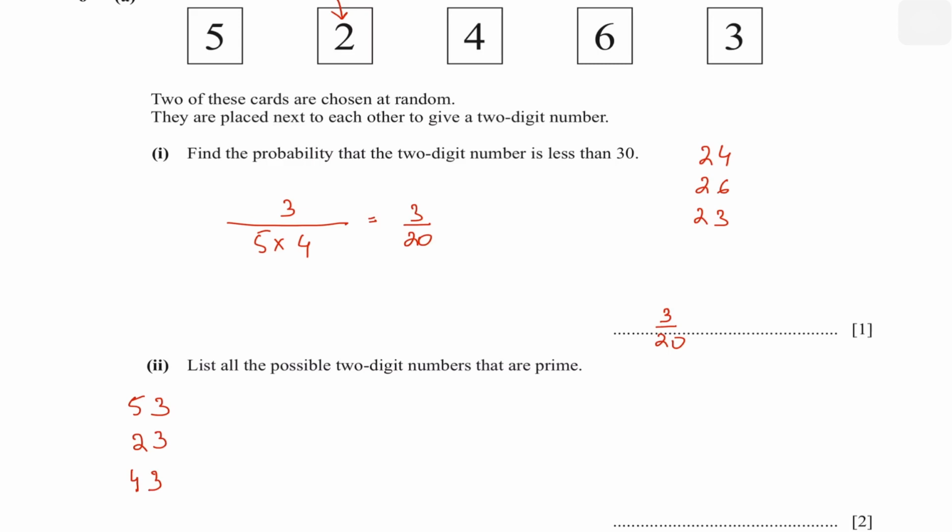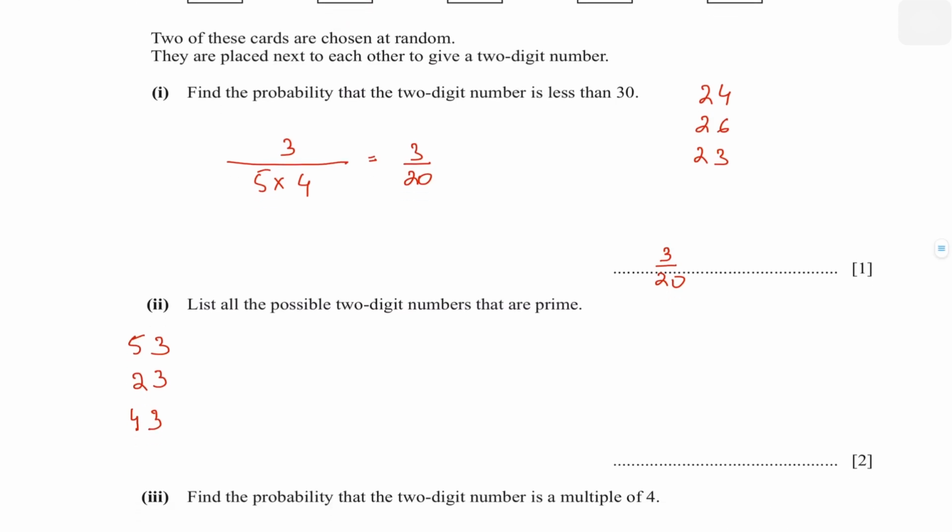And then if you have 6 in the first place, you can't have 5, that's not a prime number. You can't have 2, obviously it can't be an even number. You can't have 4, and you can't have 3, so that goes out the window. If you have 3 in the first place, 35 is not prime, 32 is also not prime, 34 is also not prime, 36 is also not prime. So basically we have 3 prime numbers, and what do we have to do? Do we have to find the probability? No, we just have to list all the possible 2-digit numbers that are prime. So we have 53, we have 23, and we have 43.